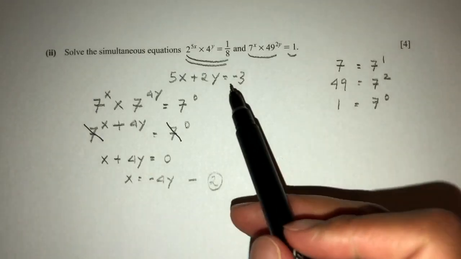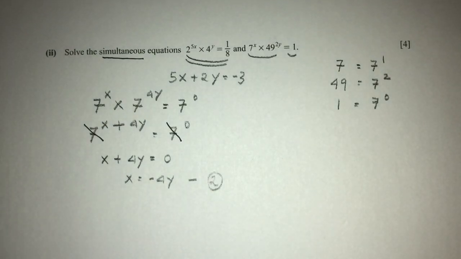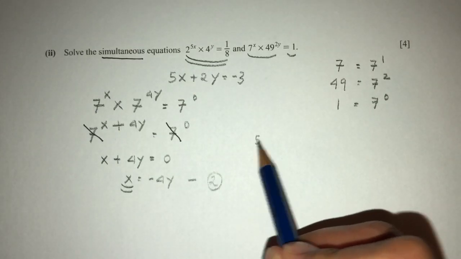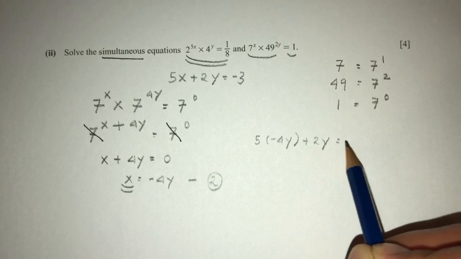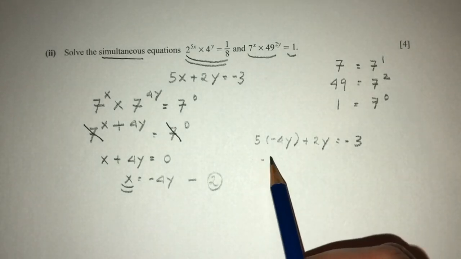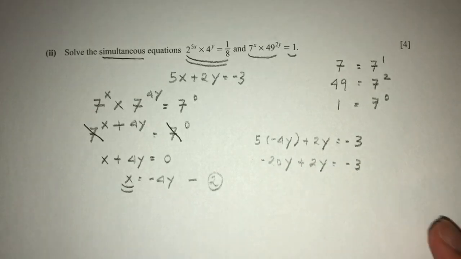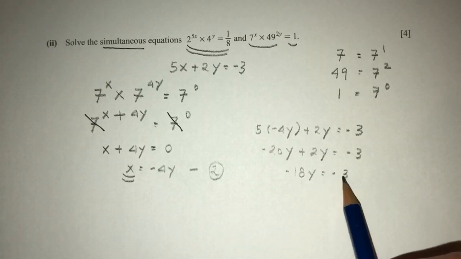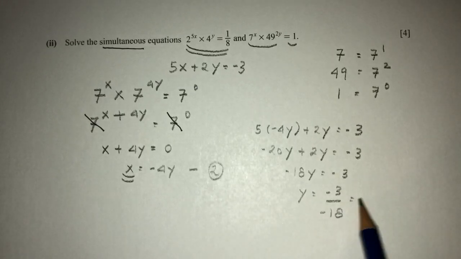So now I can solve these two simultaneous equations to find the values of x and y. So replace the value of x, in this you will have 5 times minus 4y plus 2y has to be minus 3. Step by step, expand the bracket, you will have minus 20y plus 2y, that will be minus 3. So you will have minus 18y has to be minus 3. So y will be minus 3 over minus 18. That should be 1 over 6.